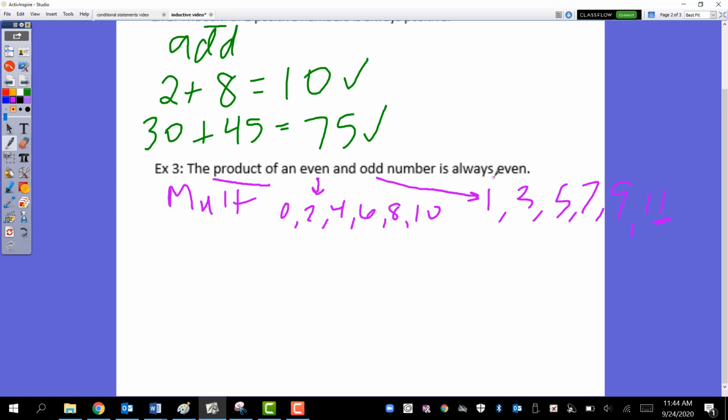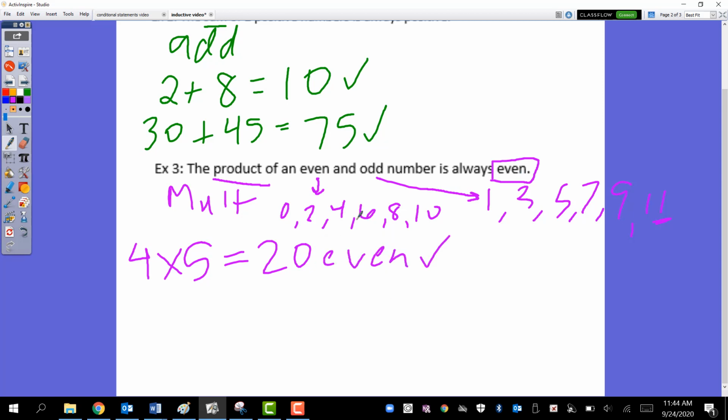They're asking, is it even? Well, I'm not sure, but let's do an example and find out. We need to pick an even and an odd number. I'm going to pick 4 times 5. What is 4 times 5? Well, 4 times 5 is 20. Is 20 an even number? Yes, it's even. So that is a good example that proves this sentence is true.